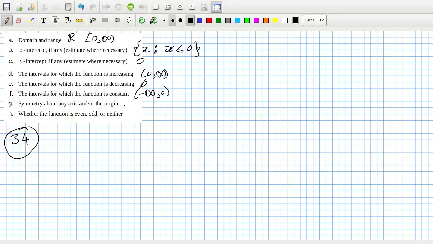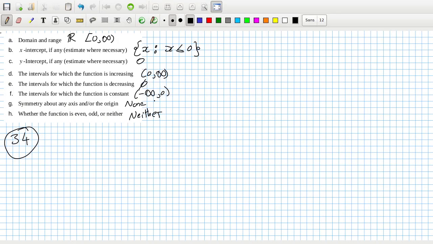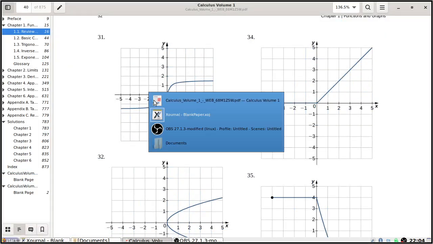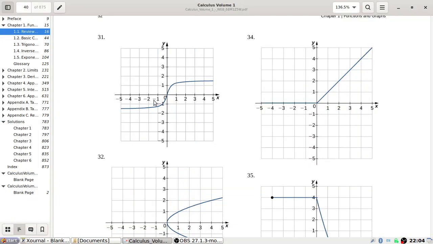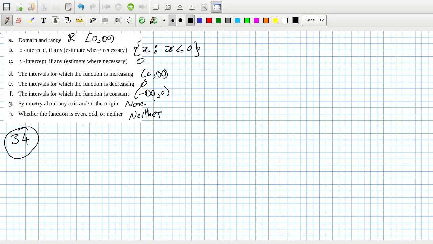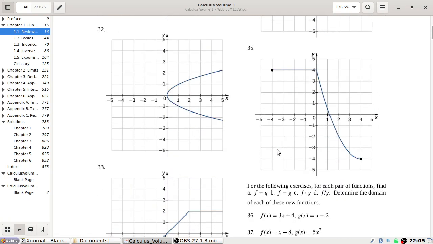No symmetry, and neither even nor odd. Ooh, that's kind of a tricky one. X-intercept, y-intercept, increasing, decreasing, constant. Yeah, okay. And unfortunately that answer's not at the back, so I'll never know for certain.